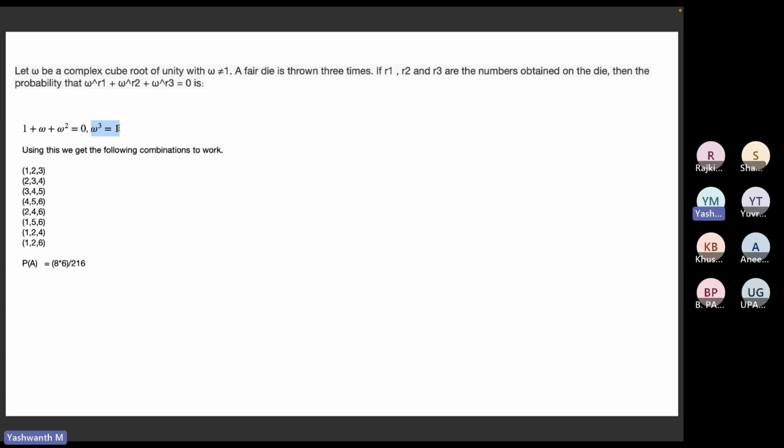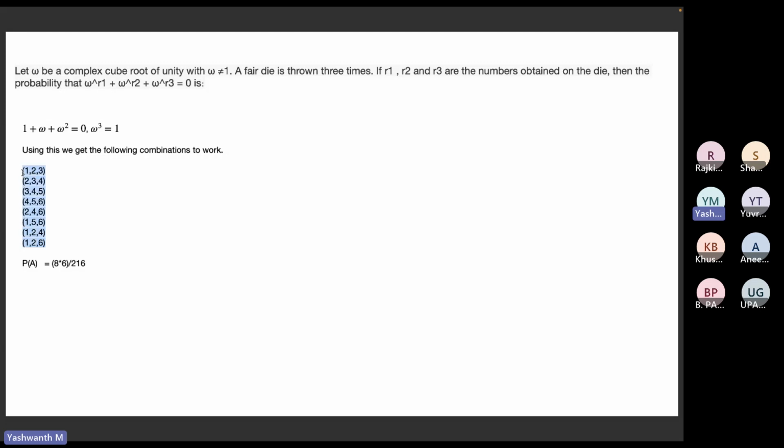And you have to use the fact that omega cube is equal to 1 to simplify this. So let's say you got 1, 2, 3: omega power 1, omega power 2, omega power 3 sums to 0. But you're throwing three dice, so this one row can happen in 3 factorial ways, that's 6. So in total, you have 5 rows, so 5 times 6. Why 216? Because you are throwing three dice, you have a total of 6 cube possibilities. Out of them, these are the events that satisfy this equation being 0. That's why that is the answer.